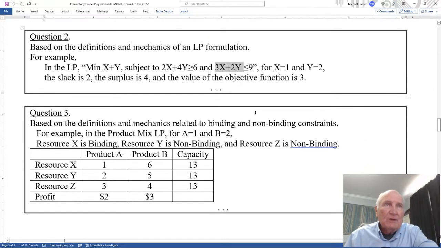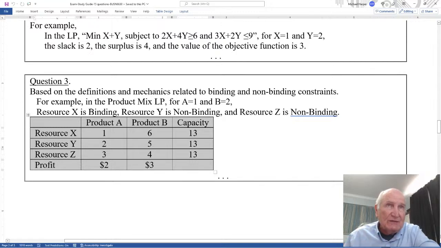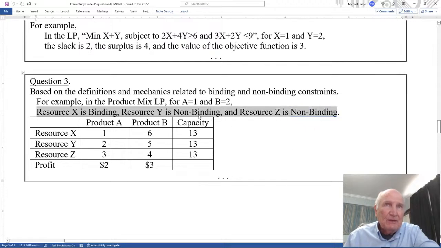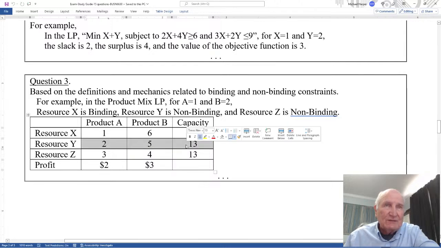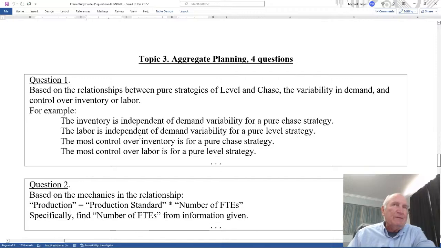Okay. Question 3 is based on the definitions and mechanics related to binding and non-binding constraints. For example, in the product mix problem given here, and I'll give you a table just like this, for A equals 1 and B equals 2 for the mix of 1 and 2, resource X is binding, Y is non-binding, and Z is non-binding. Because if I have A is 1 and B is 2, this is 12 plus 1 is 13, that's binding. 10 plus 2 is 12, that's non-binding. 8 plus 3 is 11, that's non-binding. And that's topic 2.